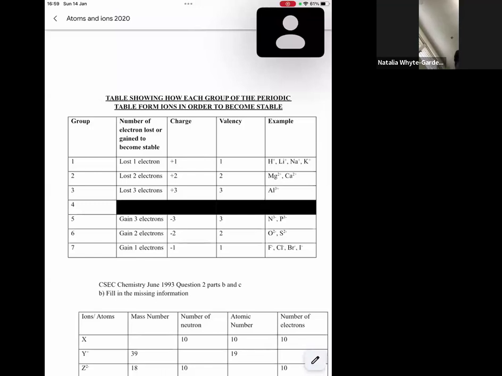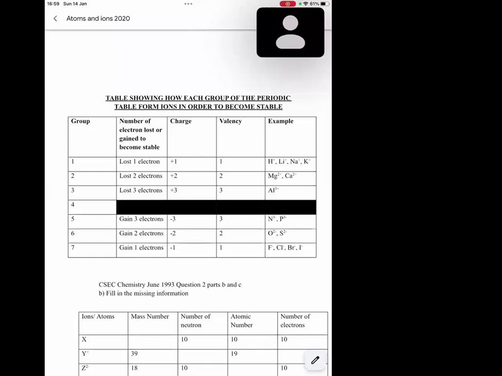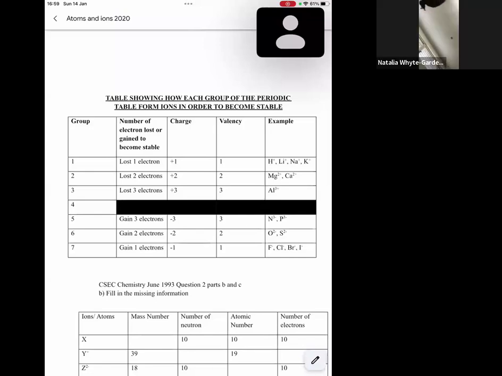Could you repeat what you said about group 4? They don't gain nor lose electrons. They don't form ions.